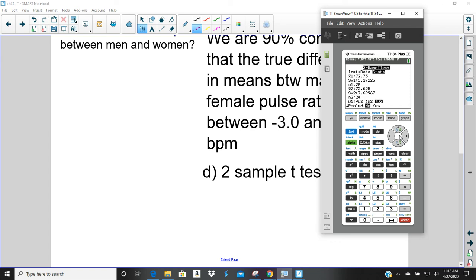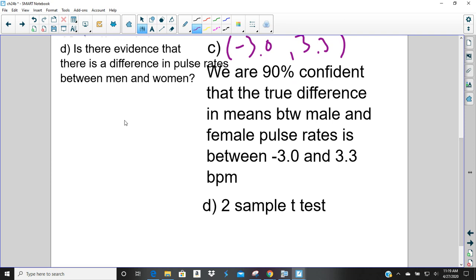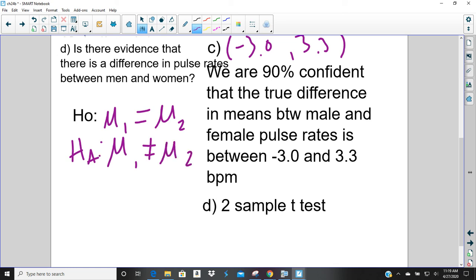All my data is there. I'm looking to see, is there a difference, right? So my H0 is going to be, I'm going to write it in, mu1 is equal to mu2, and HA is going to be mu1 is not equal to mu2, okay? My alpha level is going to be 0.05, okay?